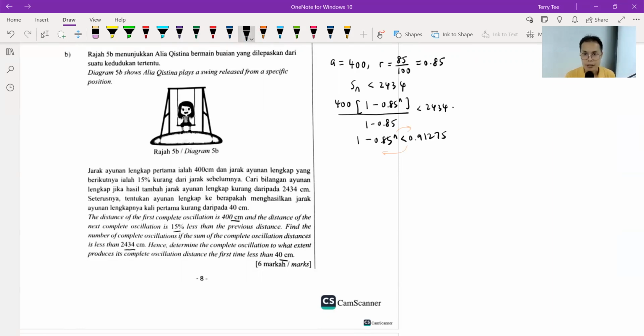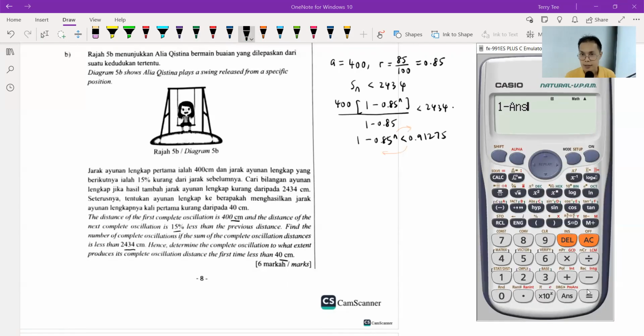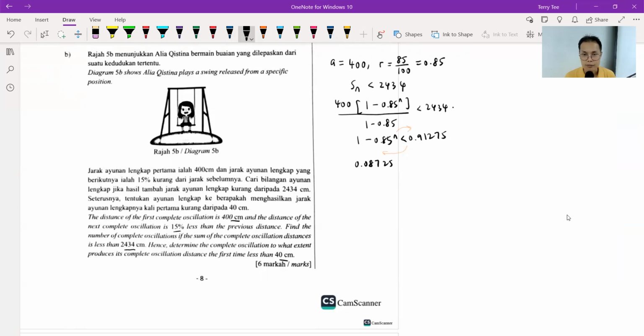Take 1 minus this answer, you will get 0.08725. So 0.08725 is less than 0.85 to the power n. Now from here, we have to introduce logarithm. I write the n on the left and the other one on the right. Introduce logarithm on both sides. Bring the power down, and divide them.